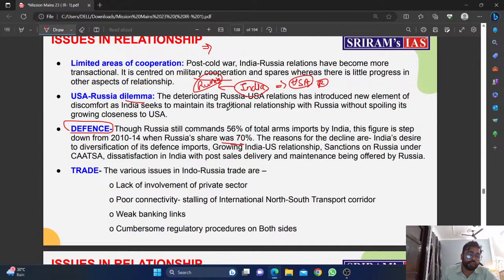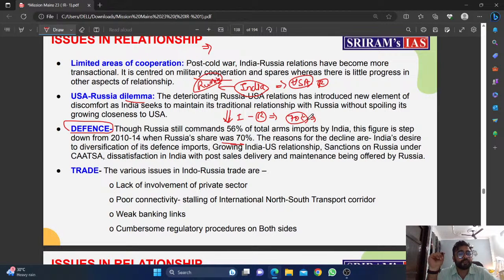This dropping dependency of India on Russia is not liked by Russia. Imagine there is one shopkeeper from whom you used to buy 70 rupees of groceries every day, and then you start reducing and stop buying things from that same shopkeeper. Don't you think the shopkeeper will dislike it? The answer is no, he will not like it.